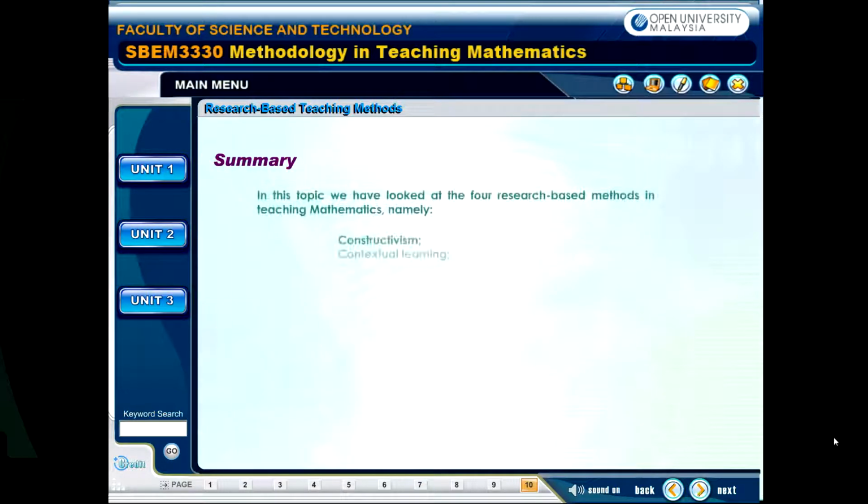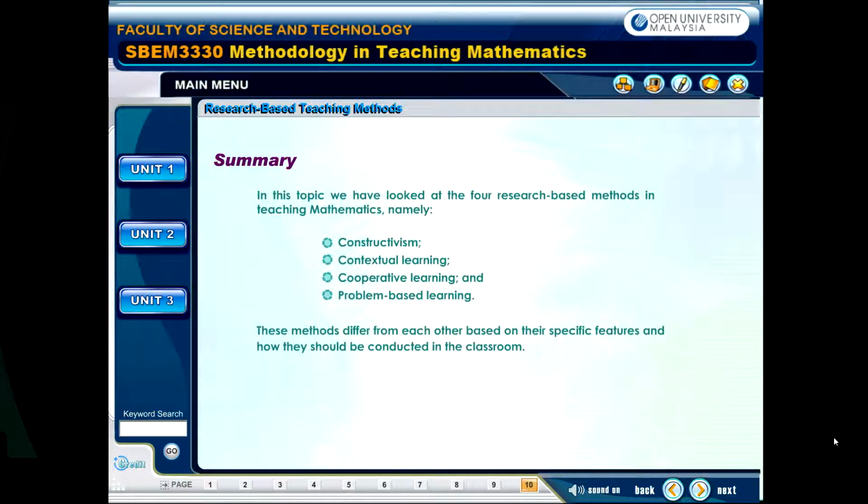In this topic, we have looked at the 4 research-based methods in teaching mathematics, namely Constructivism, Contextual Learning, Cooperative Learning, and Problem-based Learning. These methods differ from each other based on their specific features and how they should be conducted in the classroom.